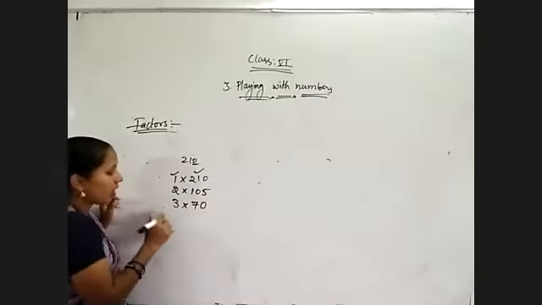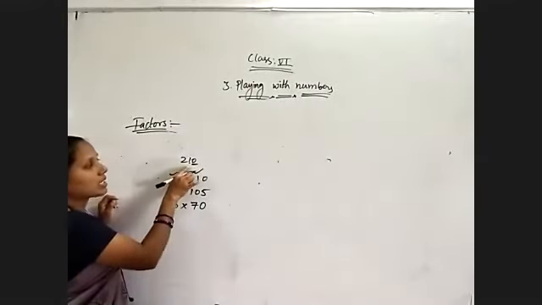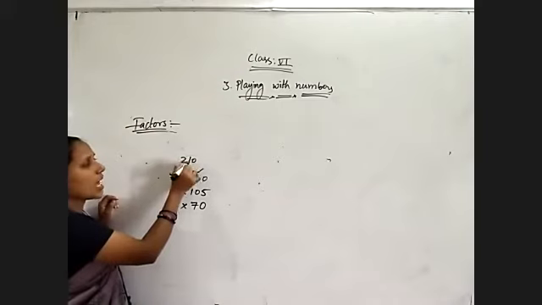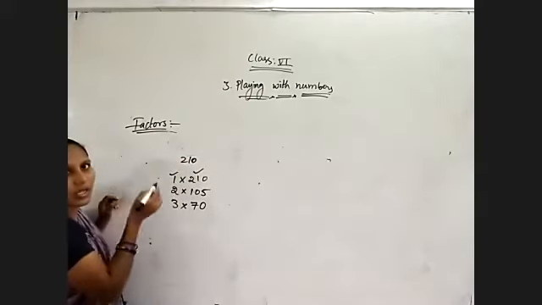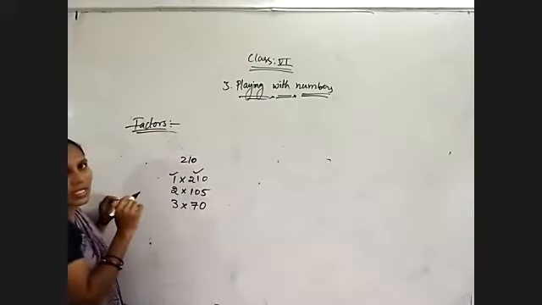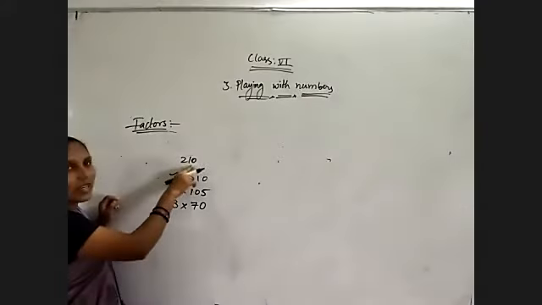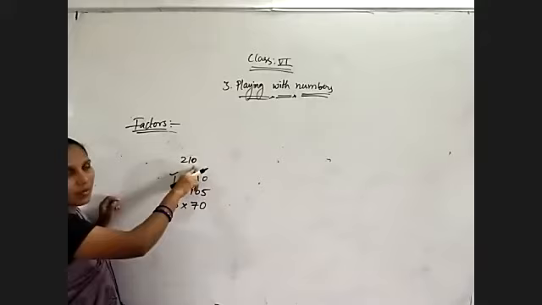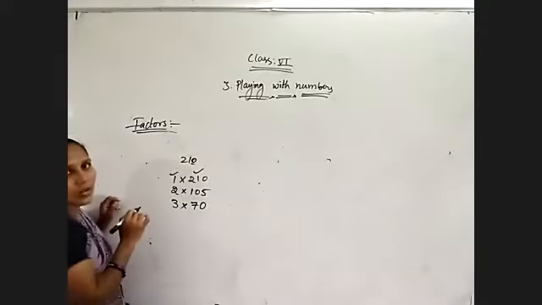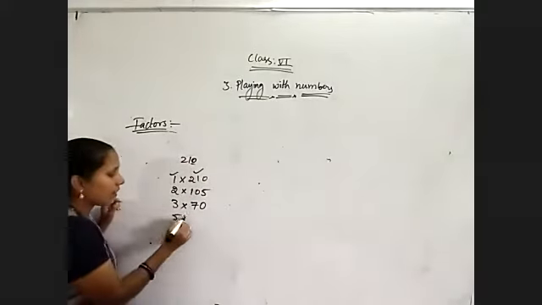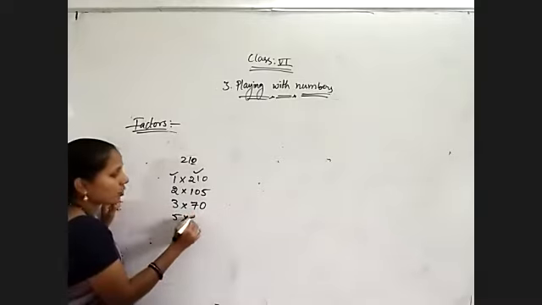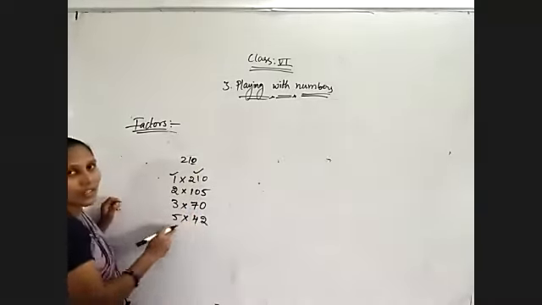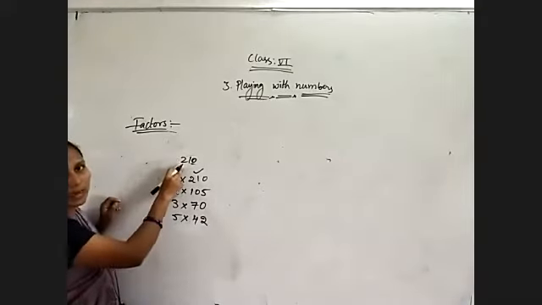Okay. Now 4. Is that divisible by 4? Check. Just observe if the last 2 digits are divisible by 4, then only that number is divisible by 4. Otherwise, it is not divisible. 10 we will not get in the 4 table. So 210 is not divisible by 4. And the last digit is 0, so it is divisible by 5. 5 4s are 20. 10 we have. 5 2s are 10. 5 into 42 is 210.